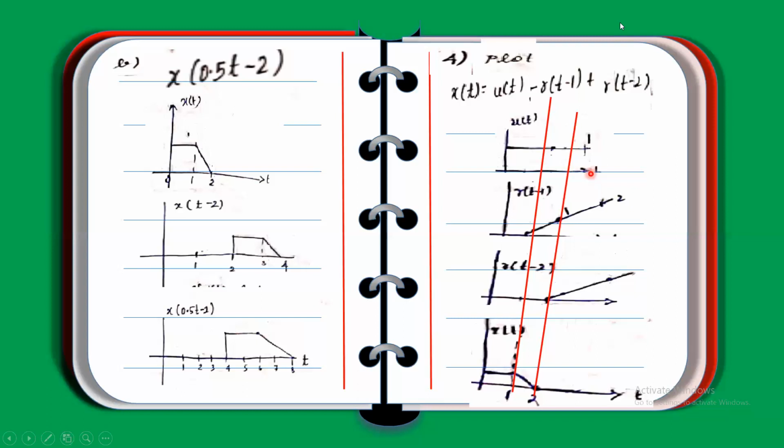Assume a point t equal to 3. U of t is 1, r of t minus 1 has reached an amplitude of 2. So 1 minus 2, that is minus 1, plus r of t minus 2 might have reached an amplitude of 1. So the entire operation is 1 minus 2 plus 1, which is again 0. This will be true for any instant of time you take further, so that this x of t remains 0. That completes the plotting of x of t.